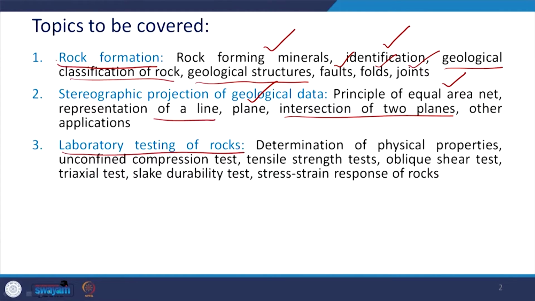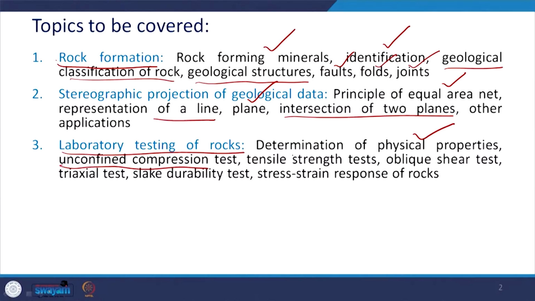Then the third chapter will include lab testing of rocks. In this one, first we will learn about the determination of physical properties. Then we will see how the unconfined compressive strength of rock is obtained using the unconfined compression test. As against soil, rock possesses some tensile strength, so how to determine those tensile strength properties, we will discuss. This is followed by some of the shear tests, which would include the oblique shear test and triaxial tests, and then how we determine the degree of weathering, which can be determined using slake durability tests. That also will be discussed.